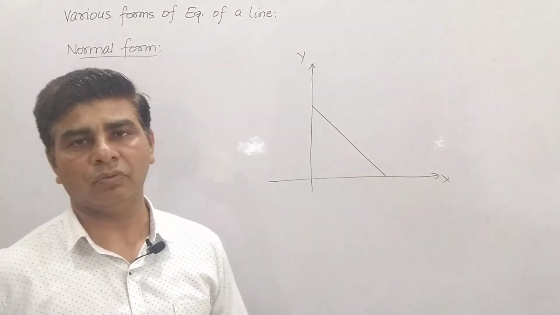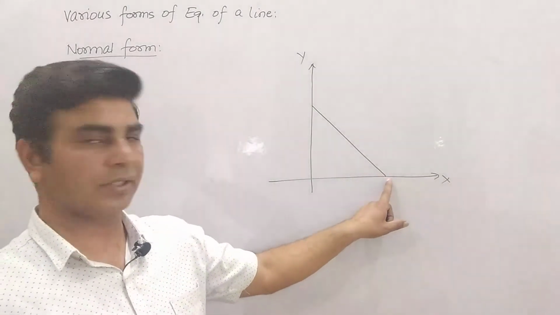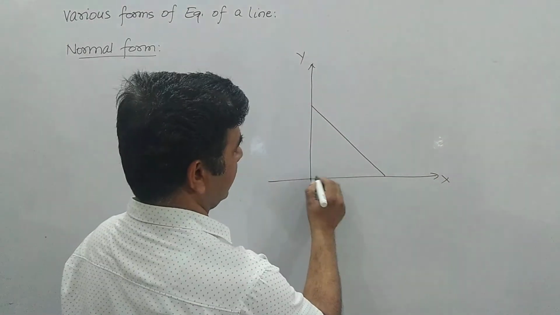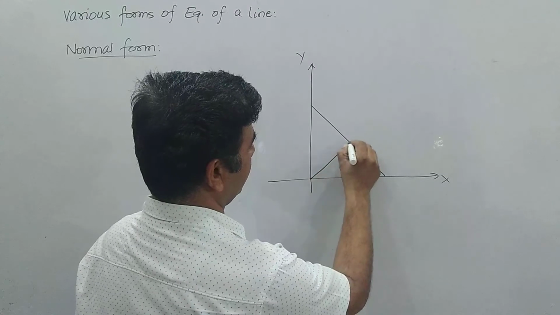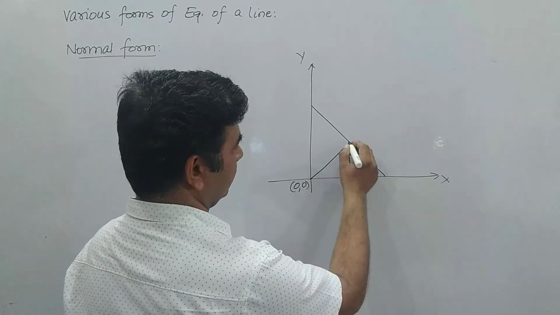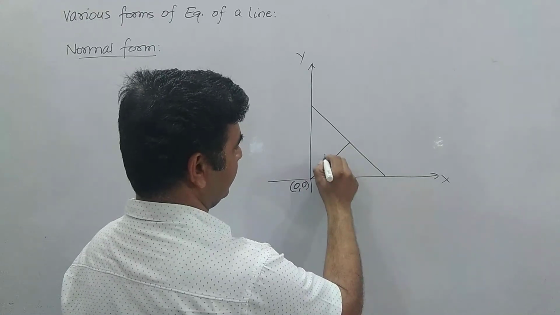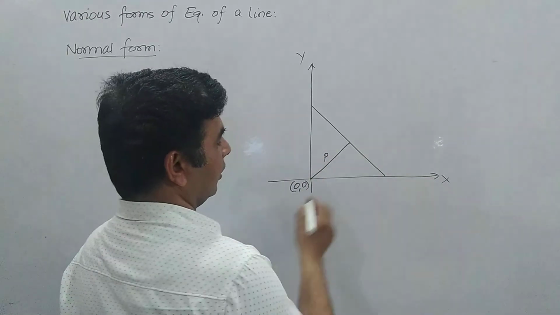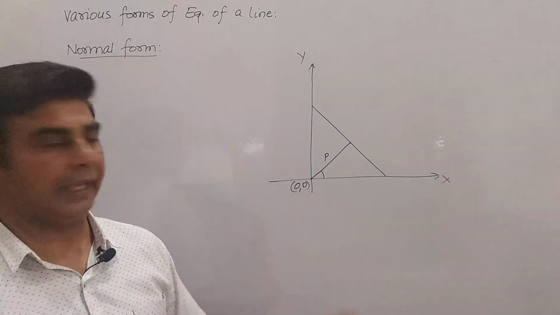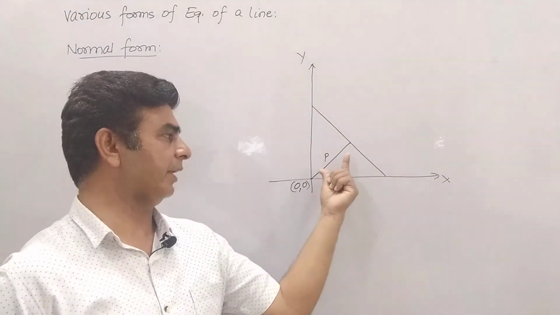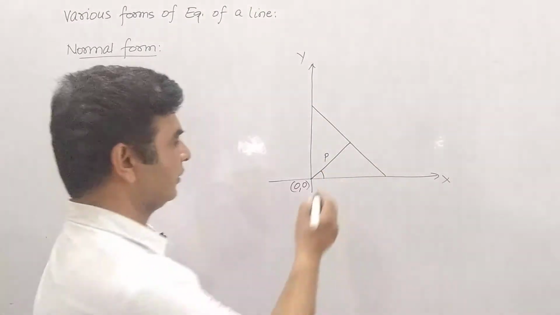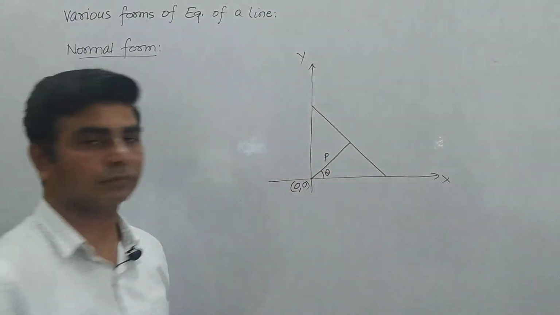But we are not given the intercepts made by this line on the x-axis or the y-axis. We are given the perpendicular distance from the origin. This is your origin and this perpendicular distance is given as p. One more thing will be given to you: the angle made by the perpendicular line with the x-axis, and let this angle be theta.